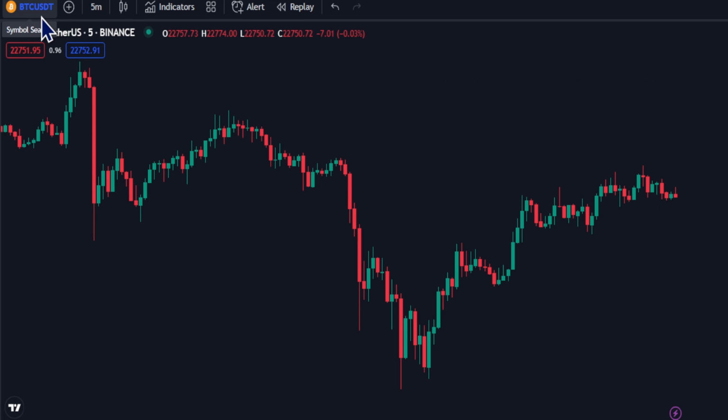Now that we have chosen an asset, change the time frame to the 5-minute time frame. But the strategy can work on pretty much any time frame. That was all that we needed to do to configure the chart. We will now add the indicator to the chart.